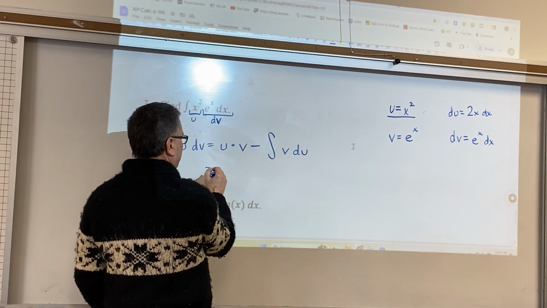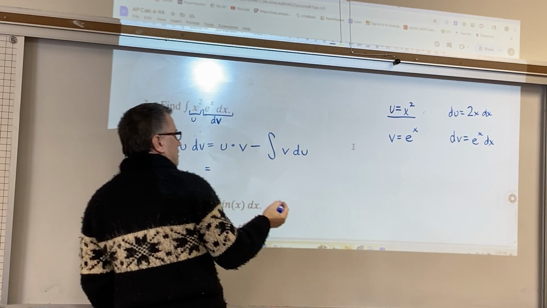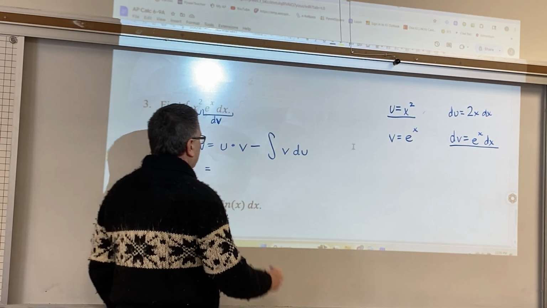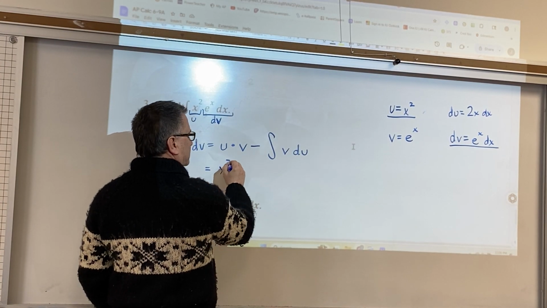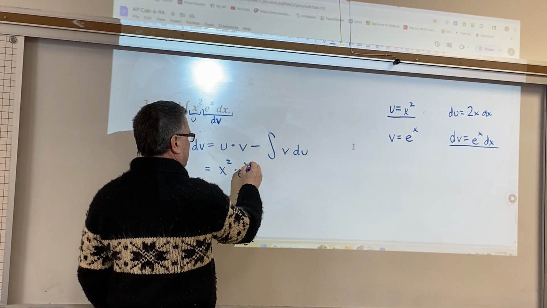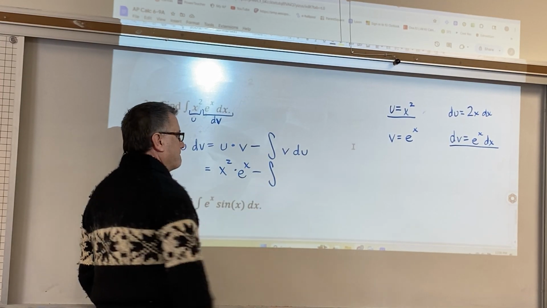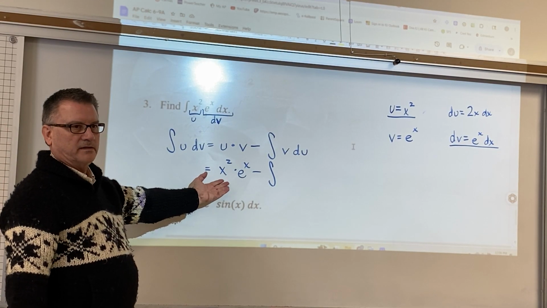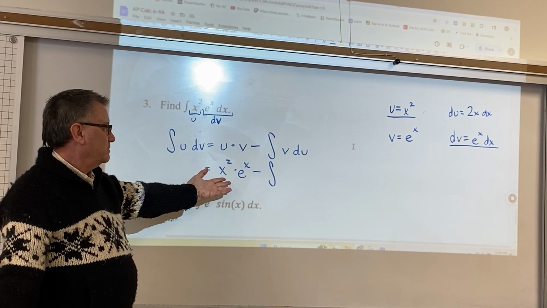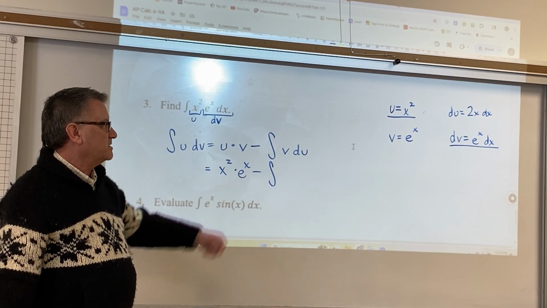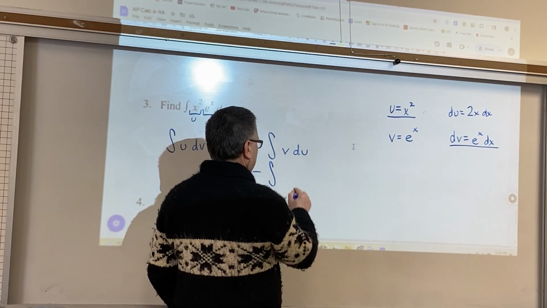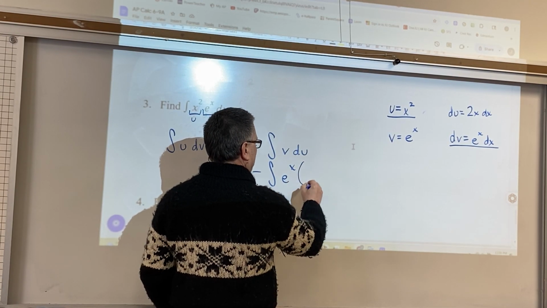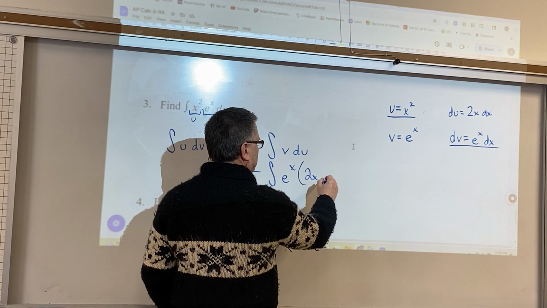Okay, minus the integral of exactly the opposite. Now I just have to fill in the pieces and see if it works. So I've got x squared e to the x, minus the integral. I don't have to do anything with that part, that's already done. So I just have to take the integral of this other part, v e to the x, du 2x dx.